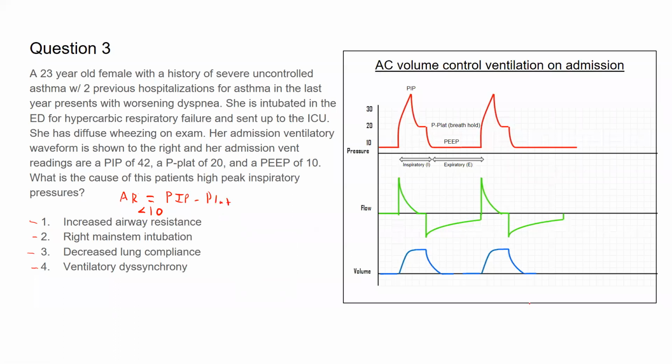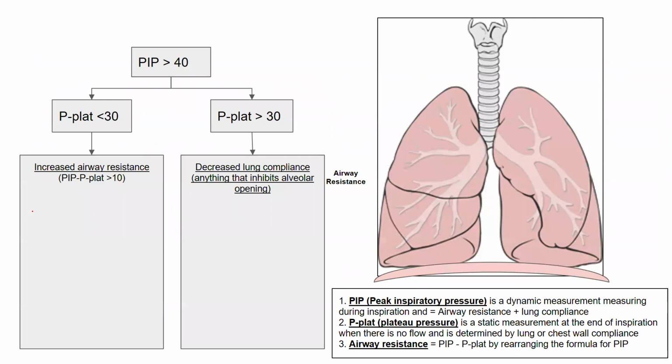For this one, the correct answer was increased airway resistance. So this is going into your PIP, and what can increase your airway resistance and what can also increase your plateau pressure. You can throw in the chat some things that increase your airway resistance. I'll give you the first one: bronchospasm.